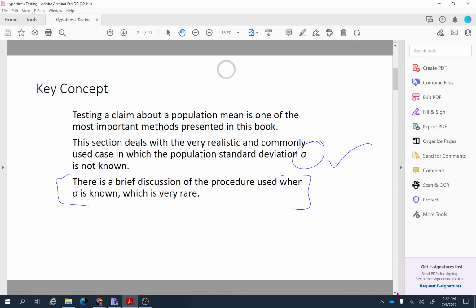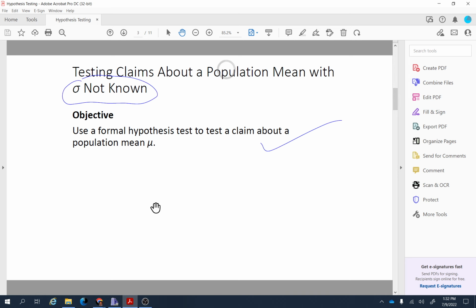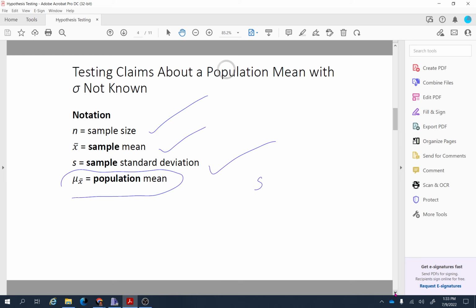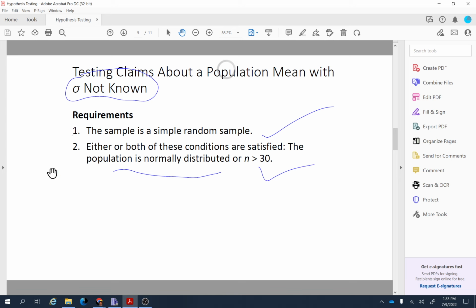Okay, and remember, when we try to test a claim, this is our objective: use a formal hypothesis test to test a claim about the population mean. And these are the symbols we are going to use: sample size, sample mean, sample standard deviation, and then population mean. And these are the two requirements you must have to use this testing claim.